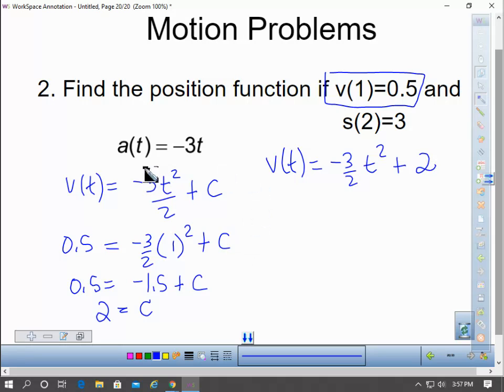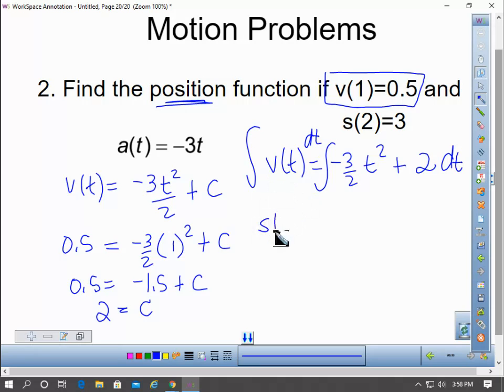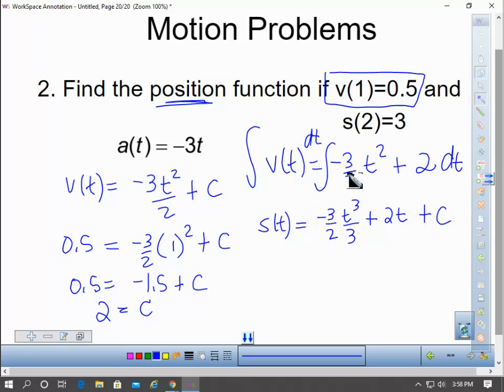So now, in order to find position, because that's what I'm supposed to be doing, I'm going to integrate again. I don't have to technically do this every time, but that's what you're doing. You're doing the integral. So the antiderivative of velocity is position. And then on this side, the antiderivative would be negative 3/2 t cubed over 3 plus 2t plus c again. And then I use this second initial condition that they gave me to figure out what c is.